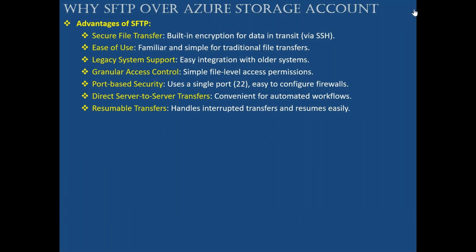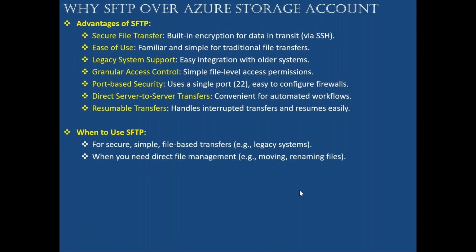Resumable transfer: for example, due to some failure, 50% of the data is transferred and it fails. Now you don't need to start from the beginning, you can start from 50%. It is a resumable transfer, meaning whatever interruptions or failures happen, you can start from the point of failure, where it failed. From there you can start copying again, you don't need to copy everything once again. So these are the advantages of SFTP. When to use SFTP? If you want more security and simple file based transfer, for example, if you are using some legacy systems.